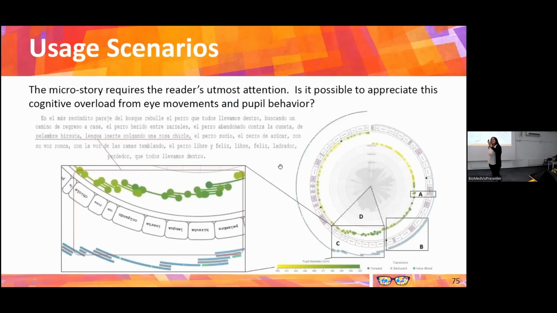So with all this information, the analysts, the people who are interested in this data, that are neuroscientists, started to analyze, and I want to show you 3 examples of what they saw here, because it's quite a lot, or you can see that it's quite a lot. For example, one of the questions that these experts wanted to answer is, as the microstory requires the reader's utmost attention, is it possible to appreciate this cognitive overload from eye movements and pupil behavior?